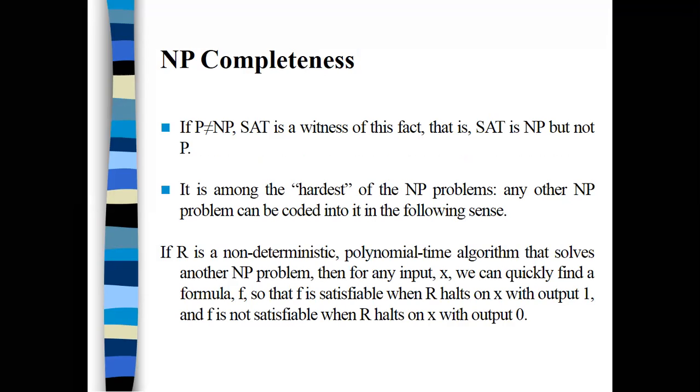Similarly, it is among the hardest of the NP problems. Any other NP problem can be coded into it in the following sense. If R is a non-deterministic polynomial time algorithm that solves another NP problem, then for any input X, we can quickly find a formula F, so that F is satisfiable when R halts on X with output 1, and F is not satisfiable when R halts on X with output 0.